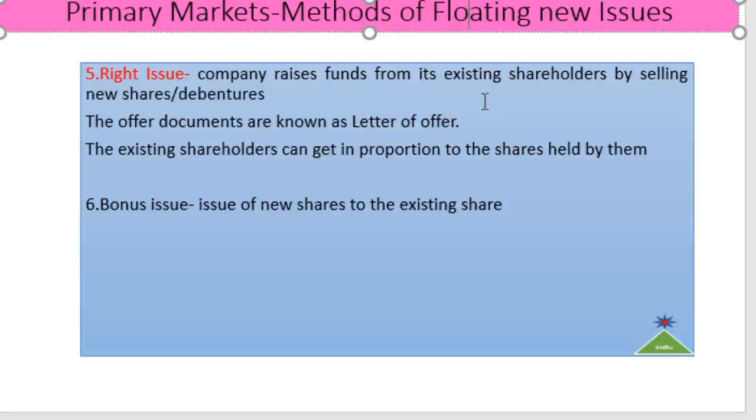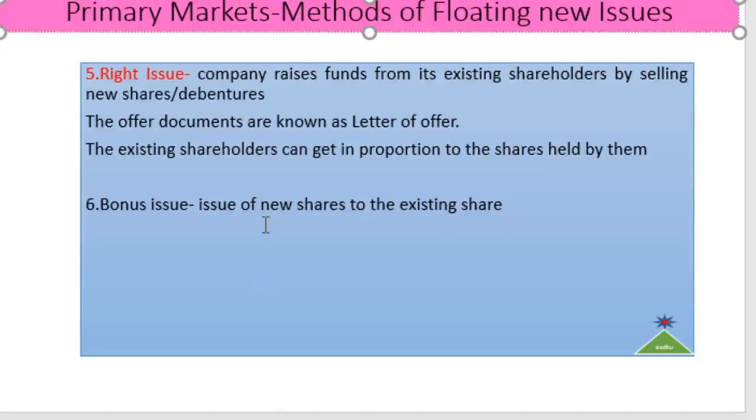This document is to be provided to the shareholders, and that offer document is known as letter of offer. It is kept open for 30 to 60 days, and the existing shareholders can get shares in proportion to the shares held by them. That is, in this method, the existing shareholders have the opportunity to purchase the securities, or the company sells securities to the existing shareholders in proportion to the shares held by them.